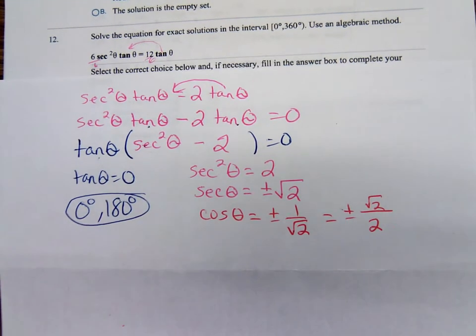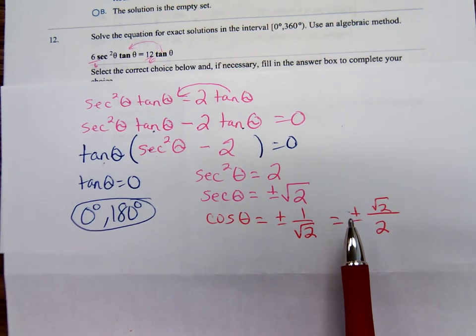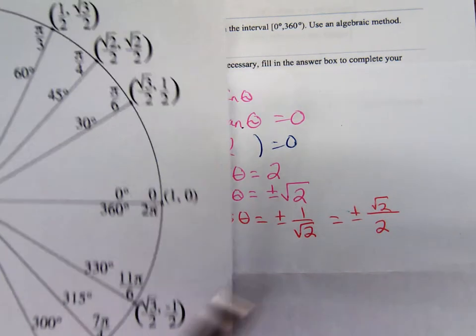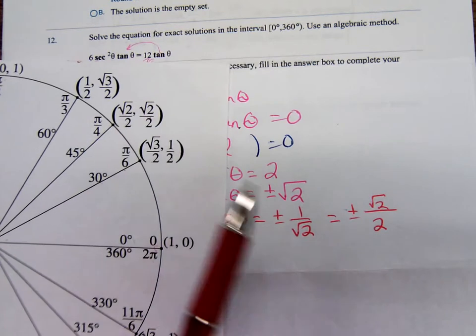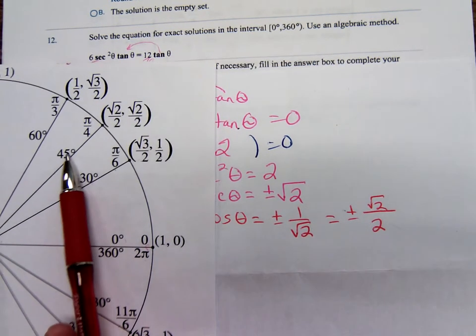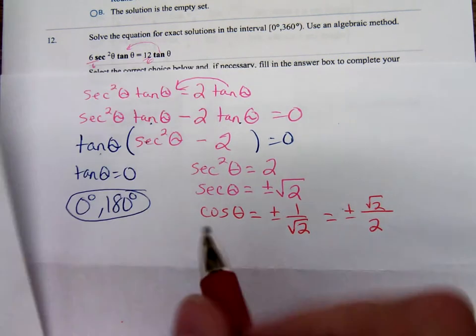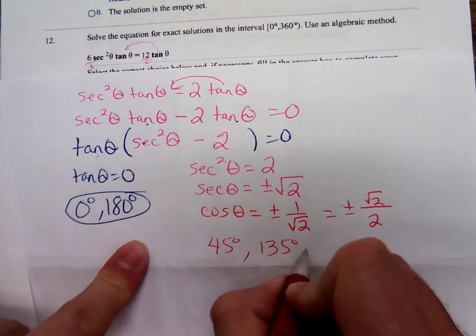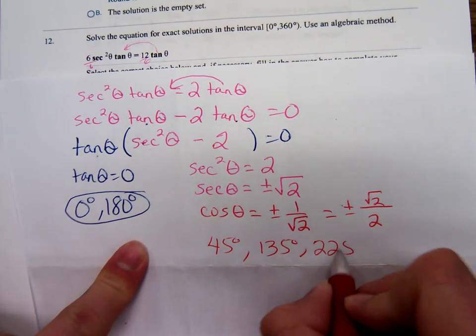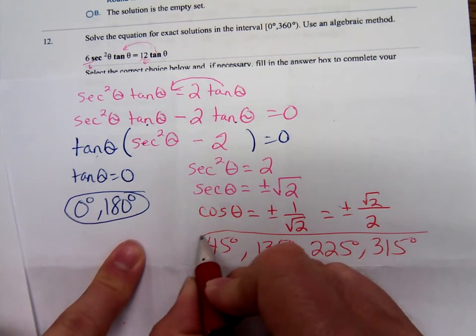What about the red solutions? Where's cosine plus or minus square root of 2 over 2? It's at all of the over 4s, or 45 degrees. So it's all the ones that end in 5 degrees: 45 degrees, 135 degrees, 225 degrees, 315 degrees.